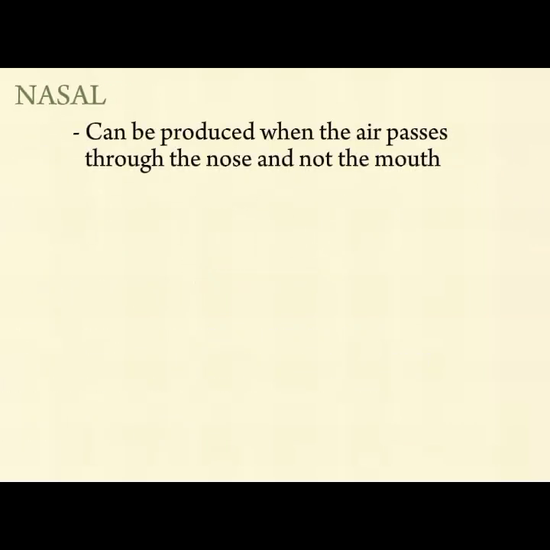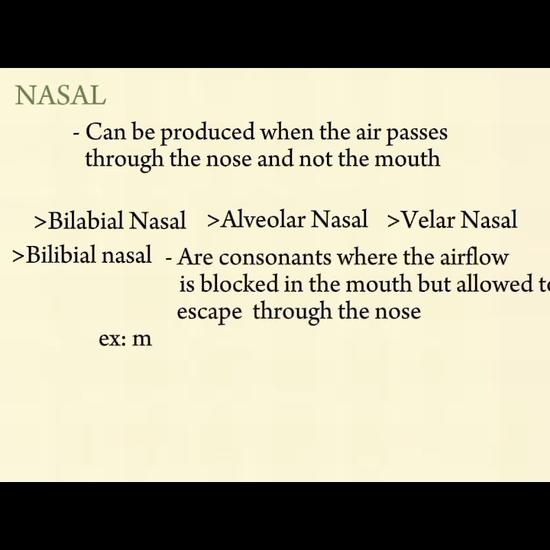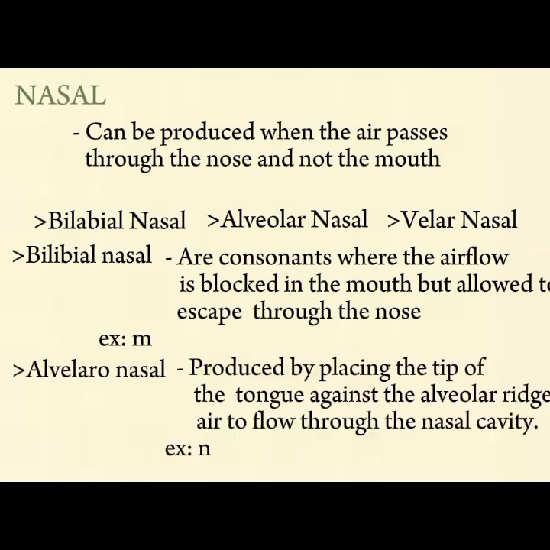Nasals. Nasals are produced when the air passes through the nose and not the mouth. Meaning to say, ang nasal ay napo-produce kapag nagpo-pronounce ng isang consonant at lumalabas ang hangin sa ilong at hindi sa bunganga. So, we have three nasals: the bilabial nasal, alveolar nasal, and velar nasal. Bilabial nasals are consonants where the airflow is blocked in the mouth but allowed to escape through the nose.